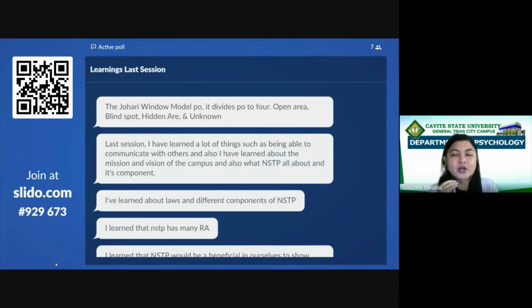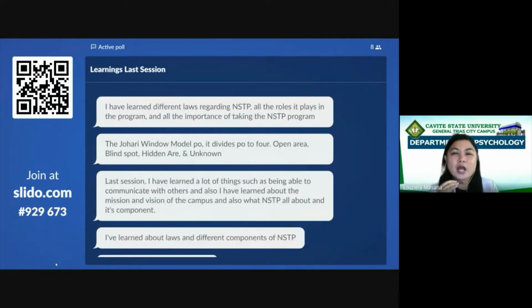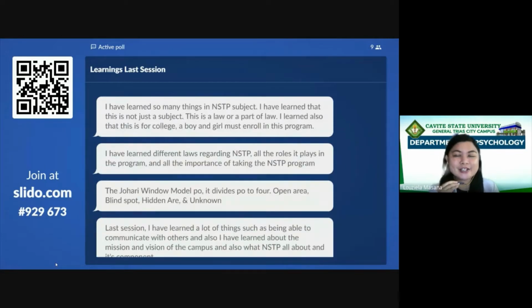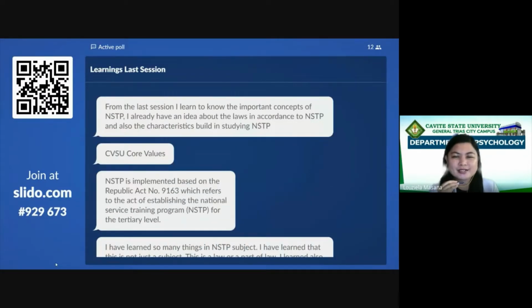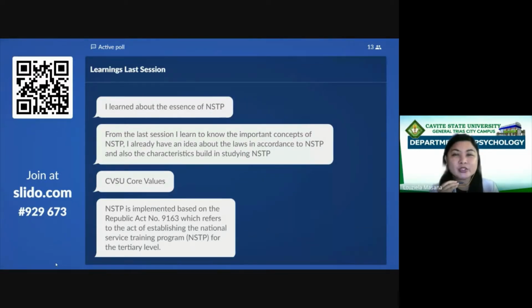Okay, communication with others, mission, vision of the campus. Johari window model, yun yung ginawa nyo last time, that it is divided into 4, the open area, blind, hidden, and unknown, which we will be discussing further later. And then, what else did you learn? Roles of NSTP. Republic Act number 9163. You have learned a lot, CVSU core values, essence of NSTP, characteristics that you may build in studying NSTP, important concepts. Okay, come on. Marami pa tayong pwedeng isagot, ano? Yung iba common answers, but good thing you are typing, ano? You are sharing.